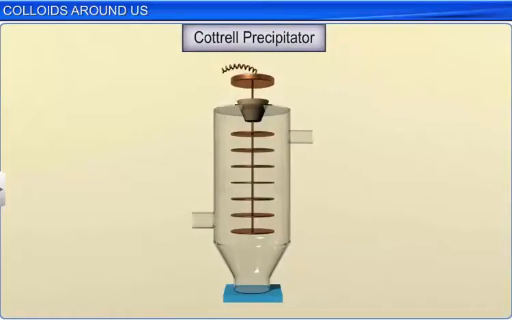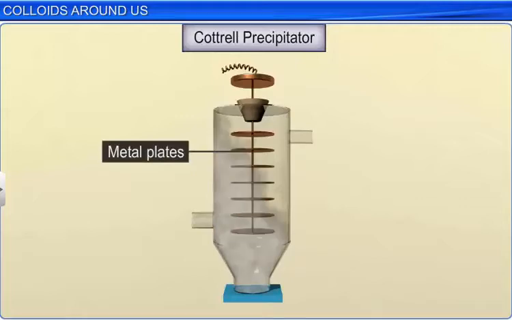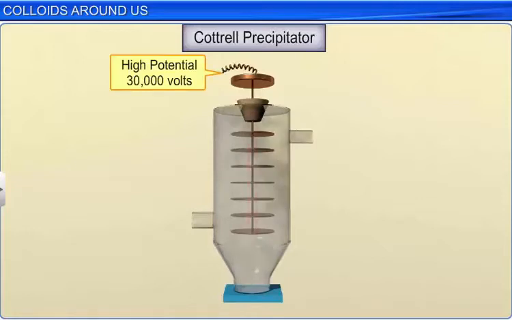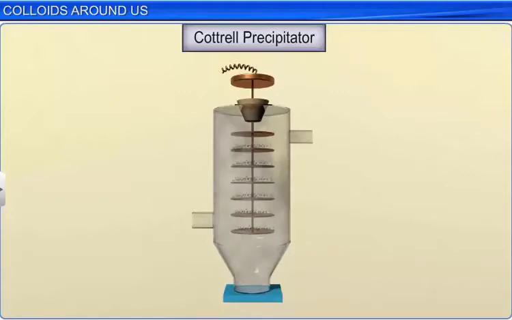Smoke is allowed to pass through a chamber with a number of metal plates. These metal plates are attached to a metal wire connected to a source of high potential of about 30,000 volts. The charged particles of smoke get attracted by the oppositely charged electrodes or metal plates and fall to the bottom after getting discharged. The clean hot air passes out through the chimney, thereby reducing pollution.